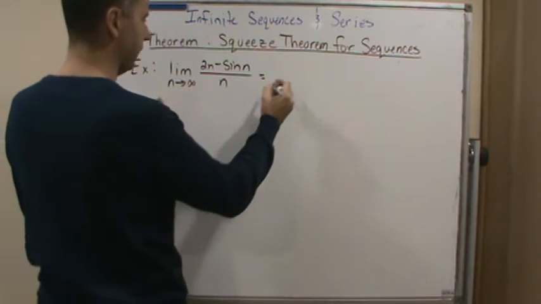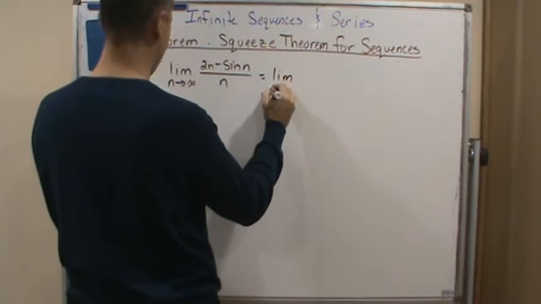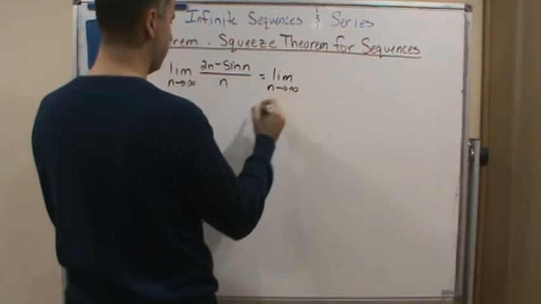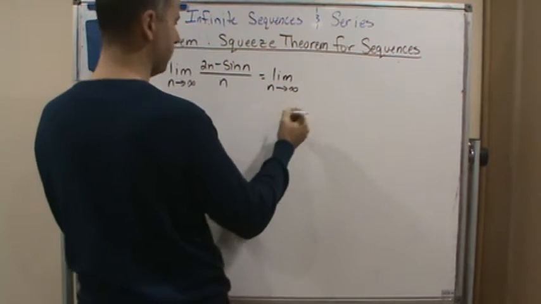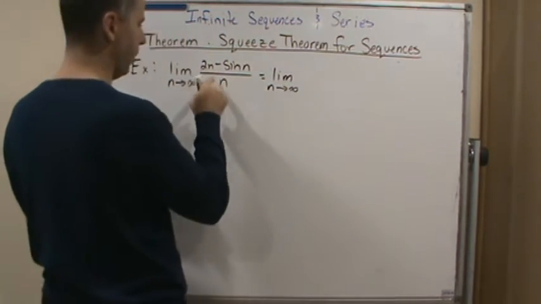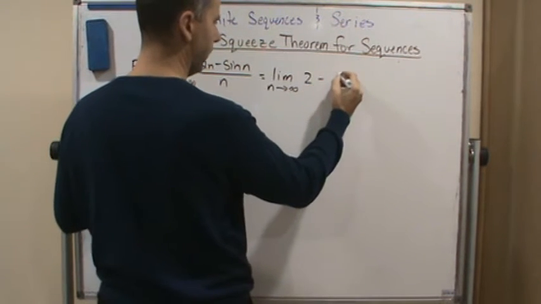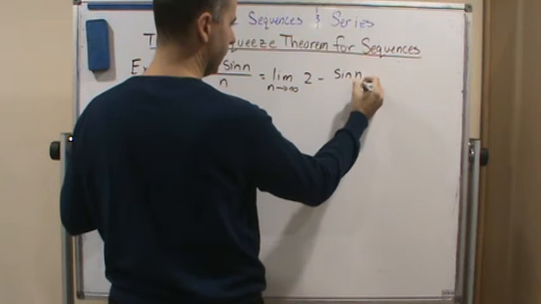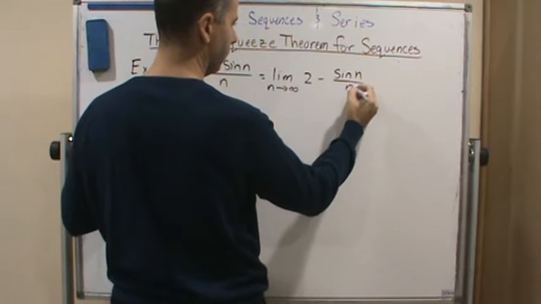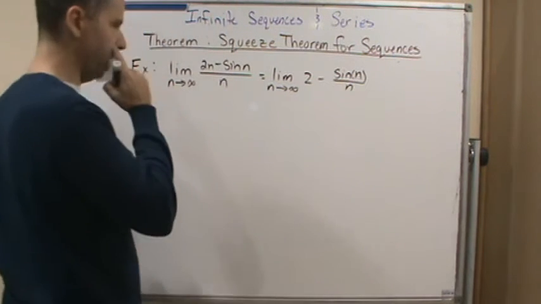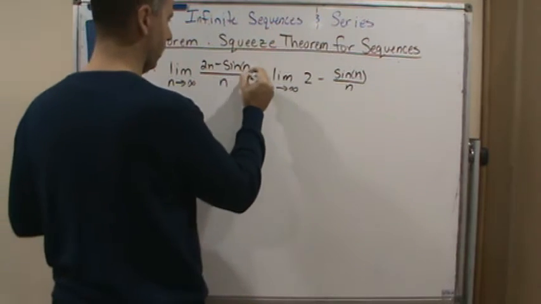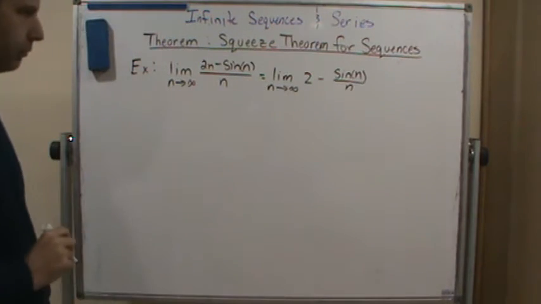So this is going to be the limit as n approaches infinity, and I'm going to split this up into two fractions. So 2n over n, which is just 2, minus sine n over n. Be able to see this better.